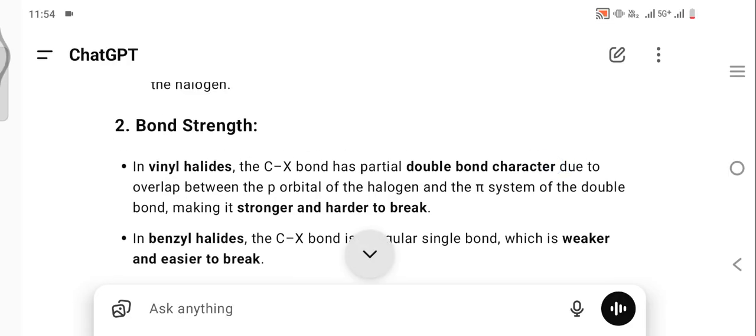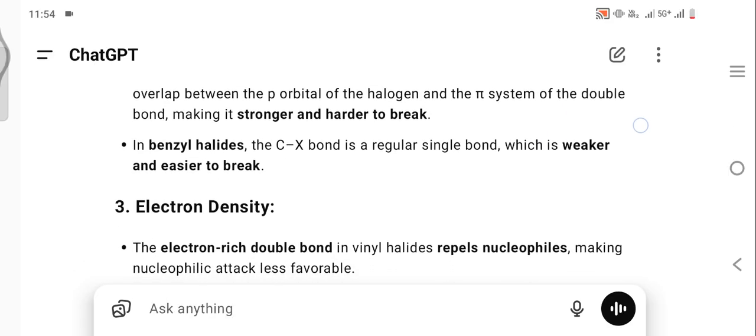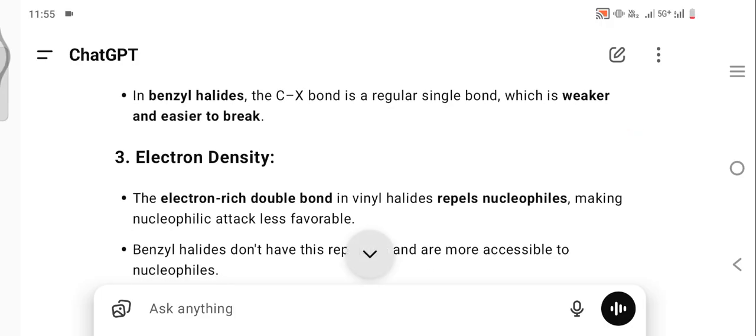Bond strength. In vinyl halides, the C-X bond has partial double bond character due to the overlap between the p orbital of the halogen and the pi system of the double bond, making it stronger and harder to break. In benzyl halides, the carbon-halogen bond is a regular single bond which is weaker and easier to break. Electron density. The electron-rich double bond in vinyl halides repels nucleophiles, making nucleophilic attack less favorable. Benzyl halides don't have this repulsion and are more accessible to nucleophiles.